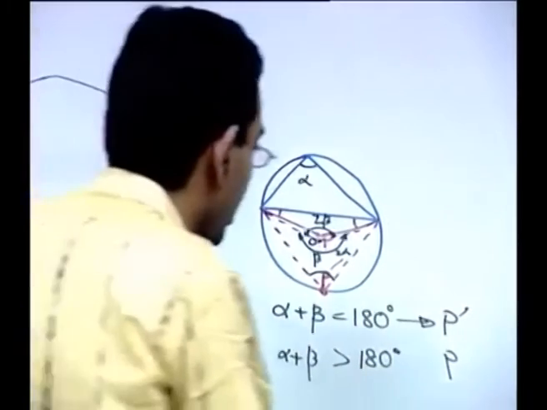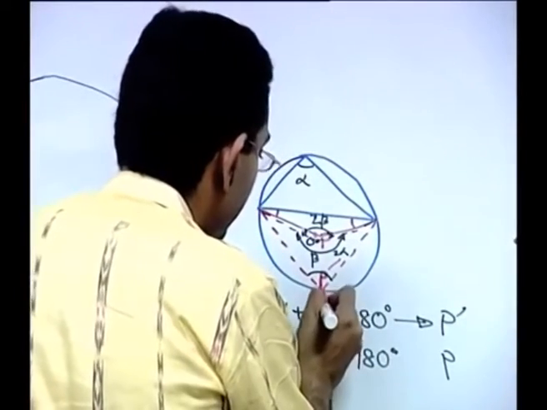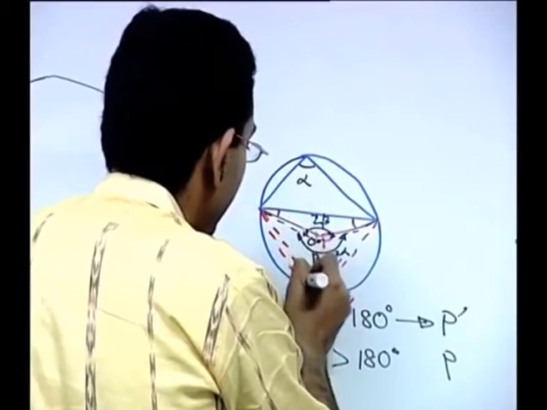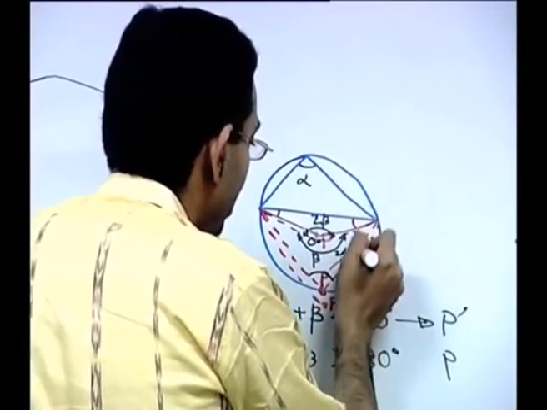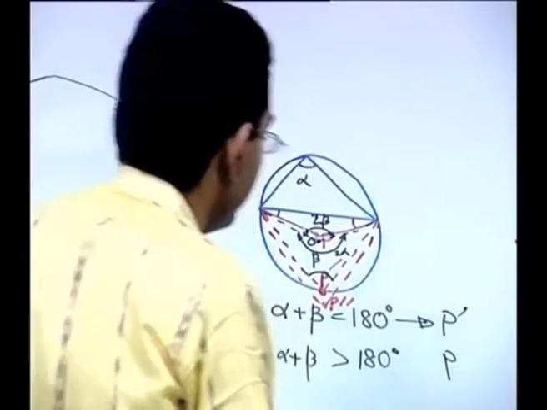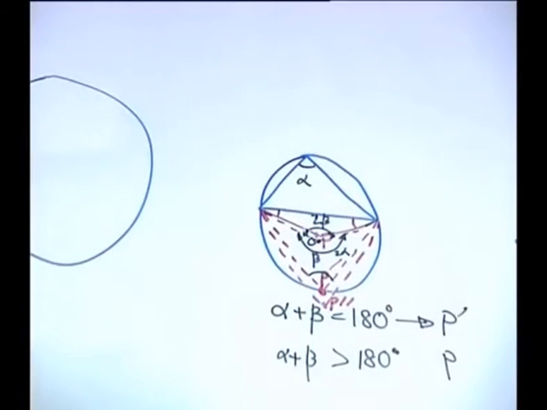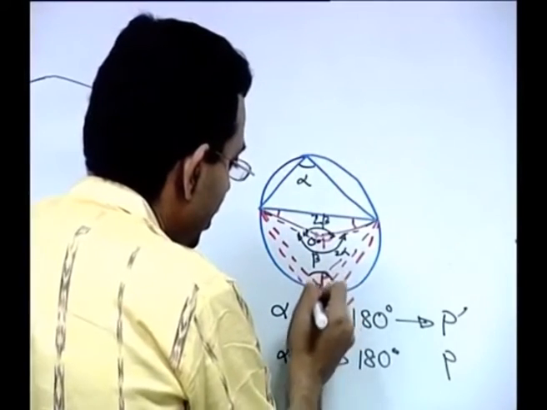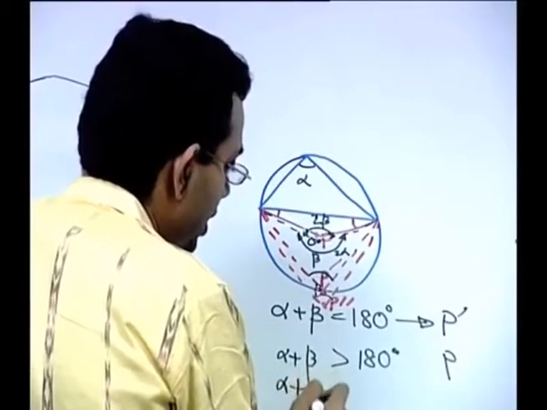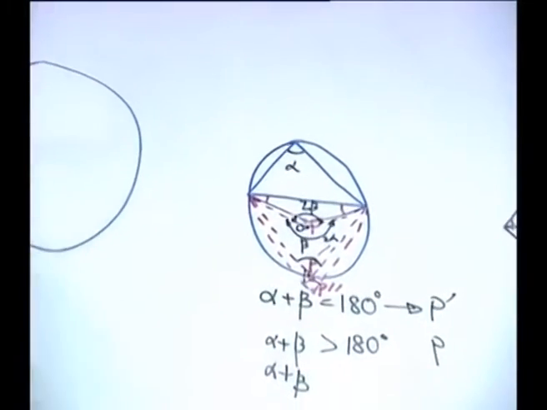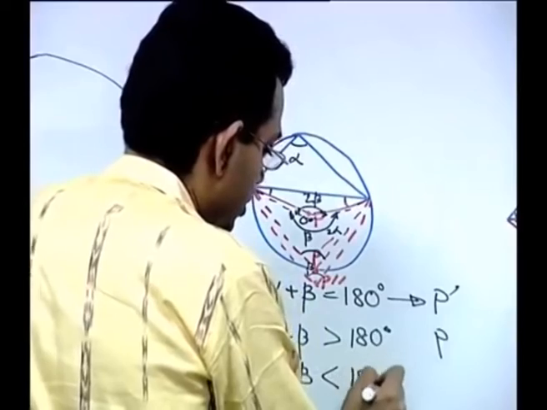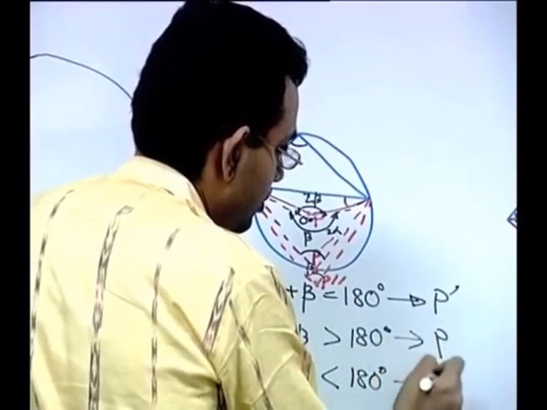Similarly, if you consider a point P double dash which is outside the triangle, outside the circle, then this angle will be the new beta. So alpha plus beta will be what? Less than 180 degrees for P double dash.